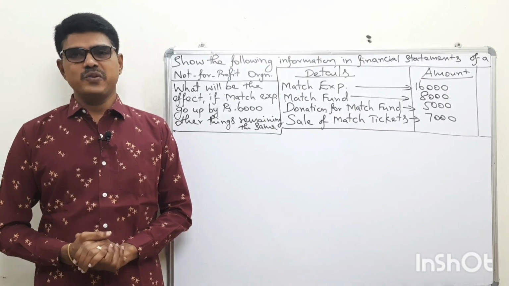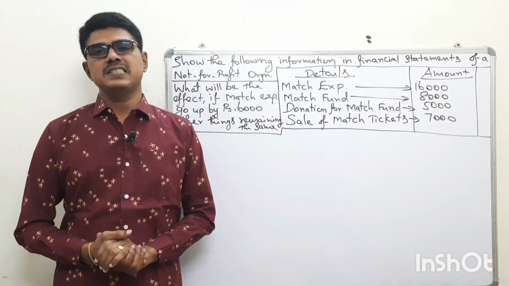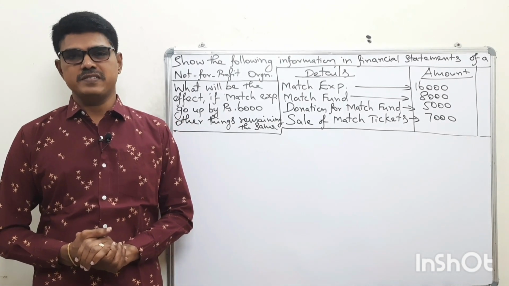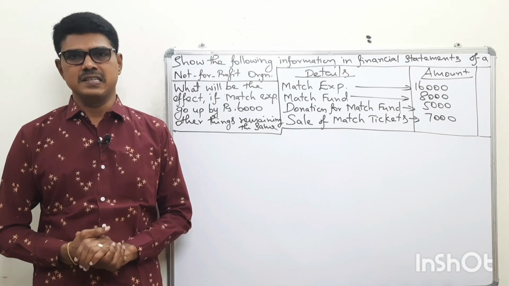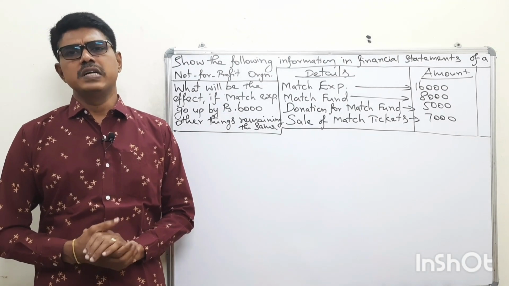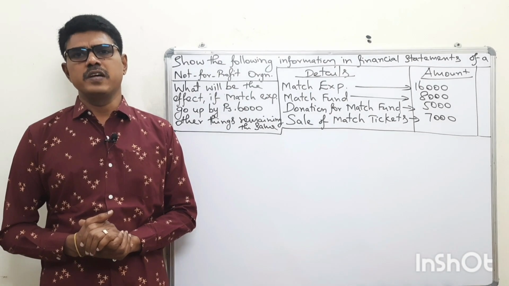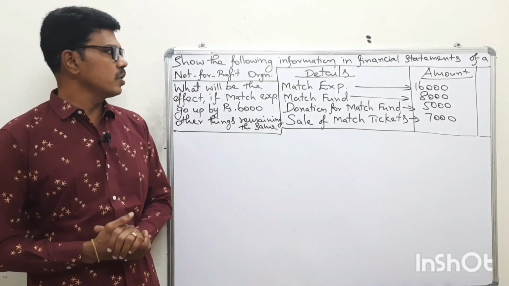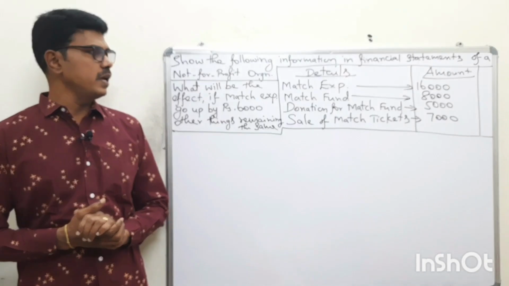Hi everyone, in today's class I am going to work out a problem to understand the nature and purpose of maintaining special fund or specific fund mainly by not-for-profit organizations and how to treat the income and expenses related to the special fund maintained by them. Let me work out a problem to understand this. First I read out the problem and explain.